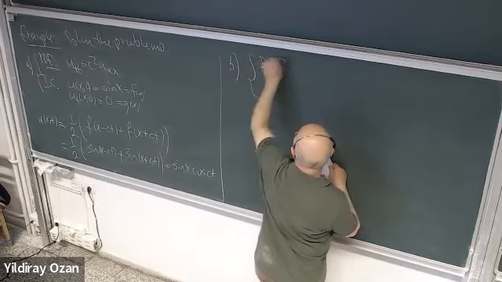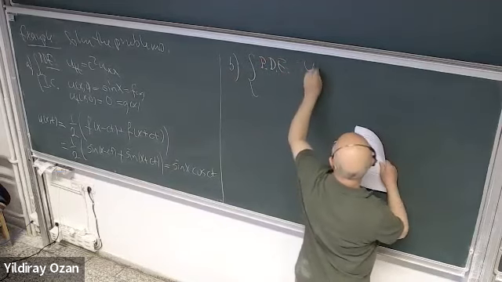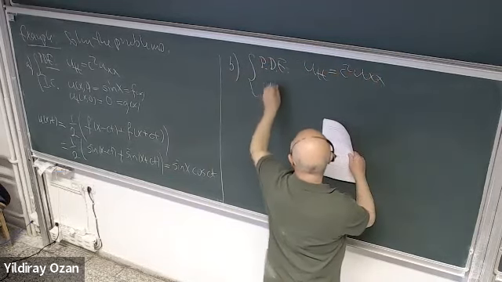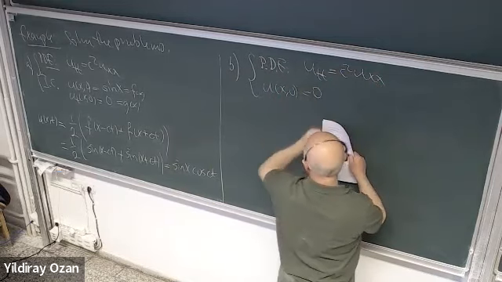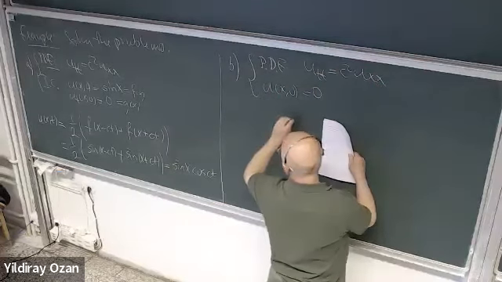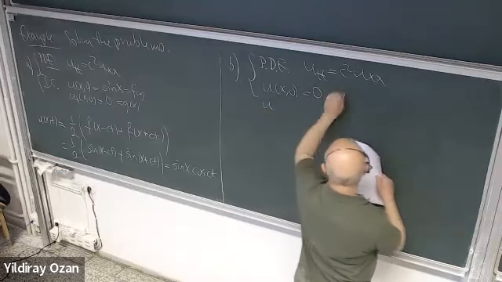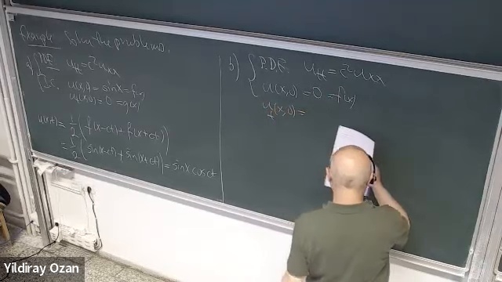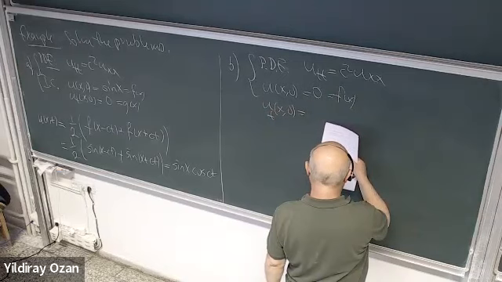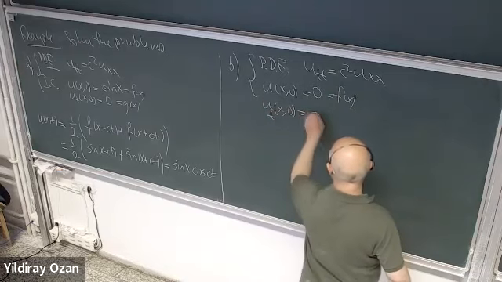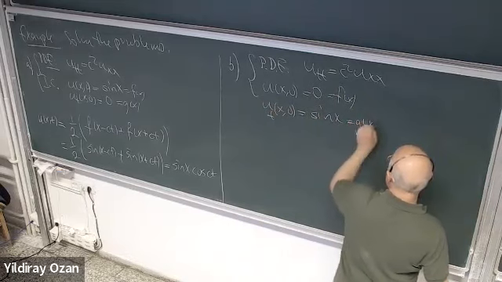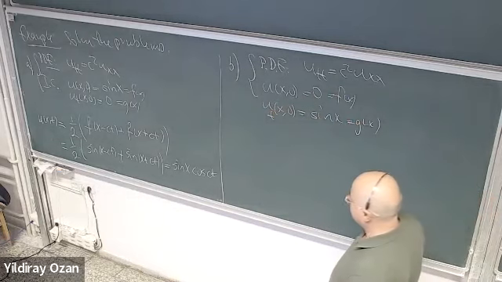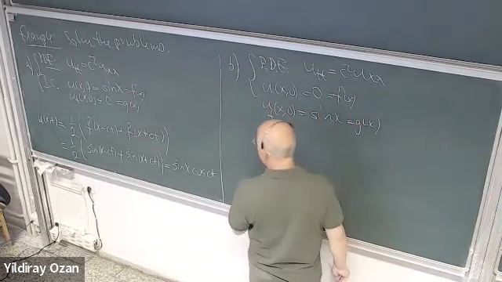B is this problem. Let's say PDE is this. u_tt is c squared u_xx and u(x,0) is equal to 0. So this is our f. u_t(x,0) equals g(x) and that is equal to again sine x. Ama bu sefer sine x is the initial velocity, not initial displacement. Then the solution is what?